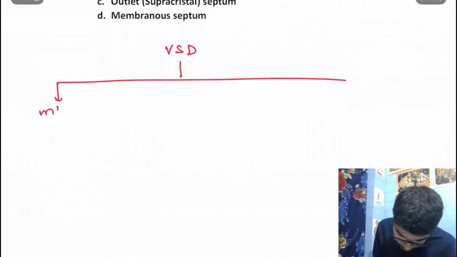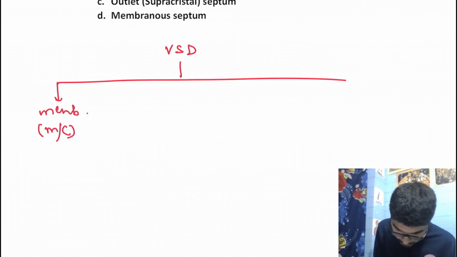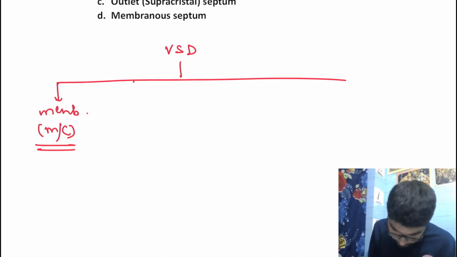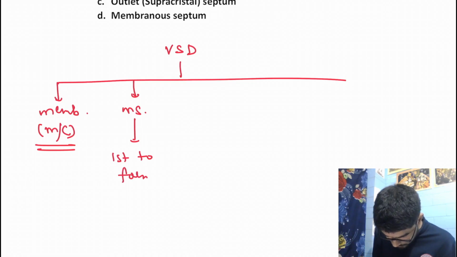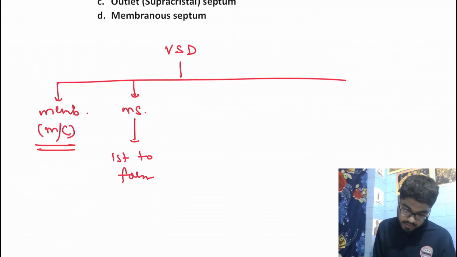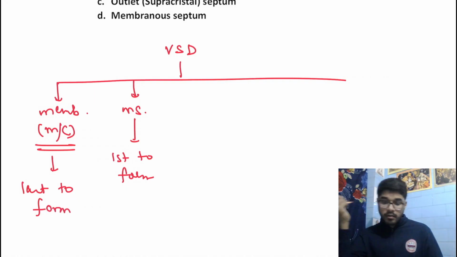First, we have the membranous type. This is the most common type and is the last one to get formed. Next, we have the muscular type. Muscular type is the first to form, whereas membranous is last to form. The membranous interventricular septum is last to form, whereas the muscular part is the first to form.